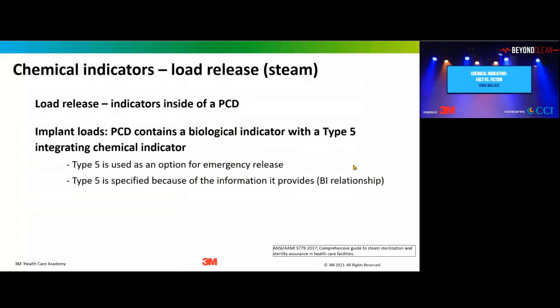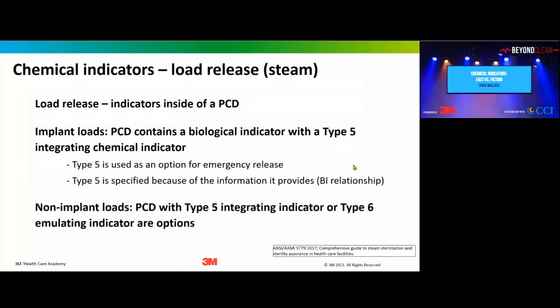And the reason, again, that they specify a type 5 is that of all the chemical indicators, it really provides the most information because of that BI relationship. So with implant loads, chemical indicators can be involved with load release. For non-implant loads for steam, PCD testing is optional to begin with, but it is much more open as to what you might be able to use there. You can use a BI PCD for a non-implant load, but there's also the opportunity to use a type 5 integrating indicator in a PCD or a type 6 emulating indicator as well. So a little bit more options if it's a non-implant load.